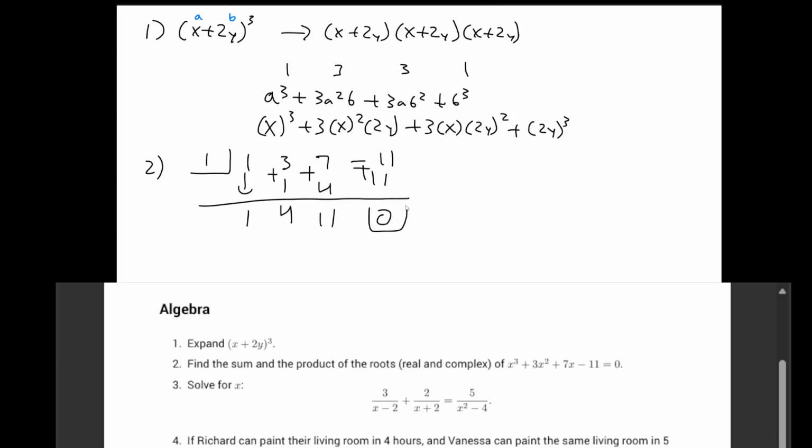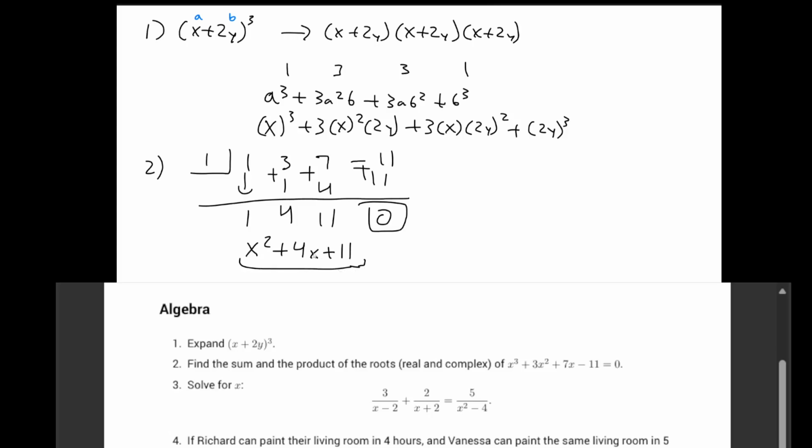This is always good. This means that you did your synthetic division correctly, because a remainder of 0 means that it is, in fact, a root. So now we can rewrite this as x squared plus 4x plus 11. And now I'm just going to use the quadratic formula here.